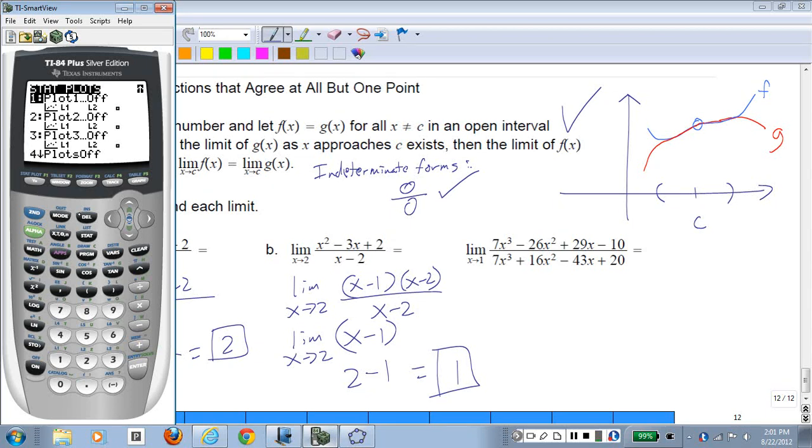What am I doing there? I want y equals. Clear that. 7x cubed.